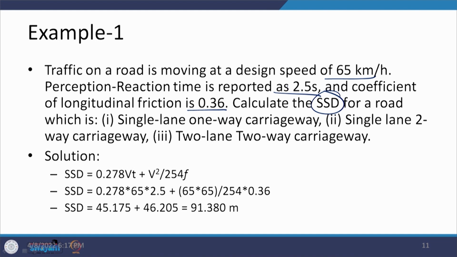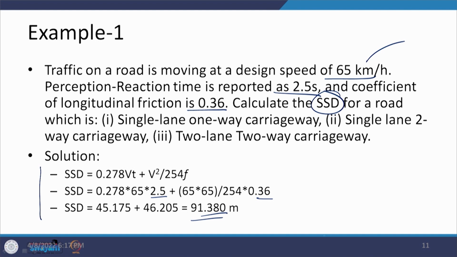Now, whatever the given conditions are, the very first thing we need to do is calculate the single value of SSD, and that is what is being done here. It is 0.278 times capital V times t plus V square divided by 254 f, because we are using the speed directly in kilometers per hour. When we put PRT as 2.5 and f as 0.36, what we get is 91.380 meters.